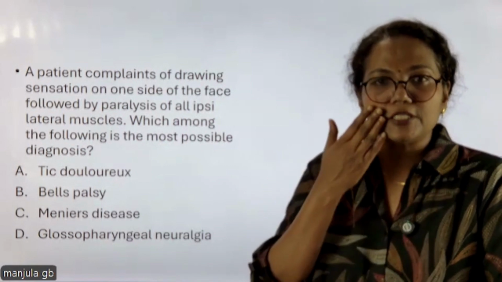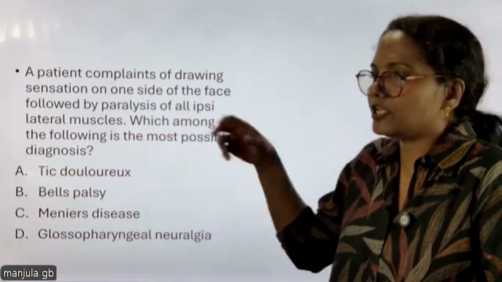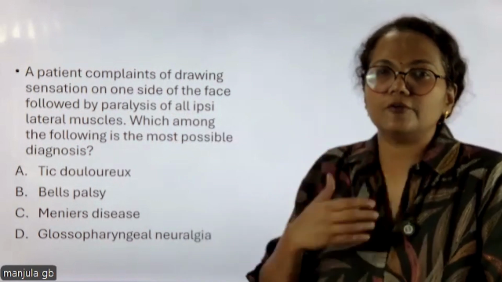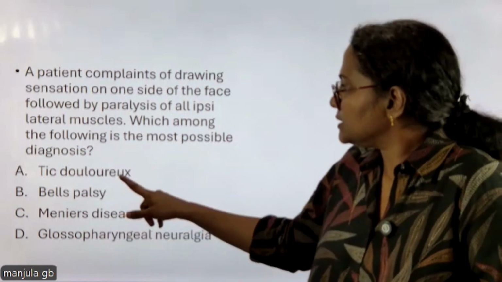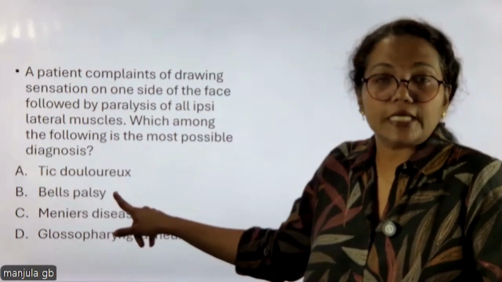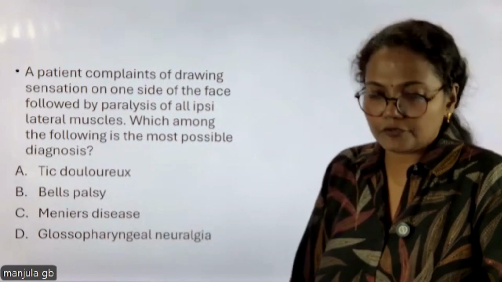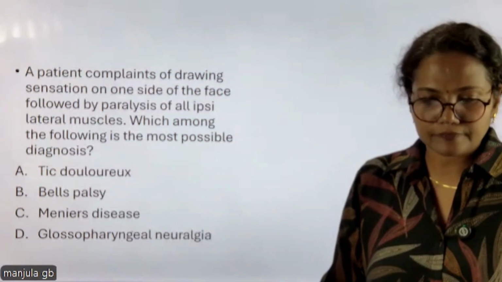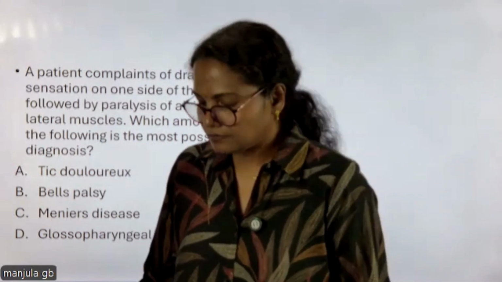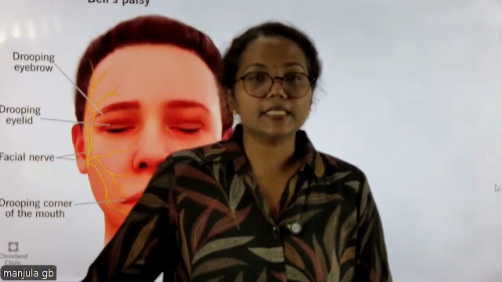So you see that the patient's one side is completely paralyzed and he is getting a drawing sensation, a pulling sensation, a discomfort on one side of the face. So which is the possible diagnosis? Tic, or it is otherwise called trigeminal neuralgia, Tic douloureux, Bell's palsy, Meniere's disease, glossopharyngeal neuralgia, which is the condition when one side is paralyzed. The answer is Bell's palsy.